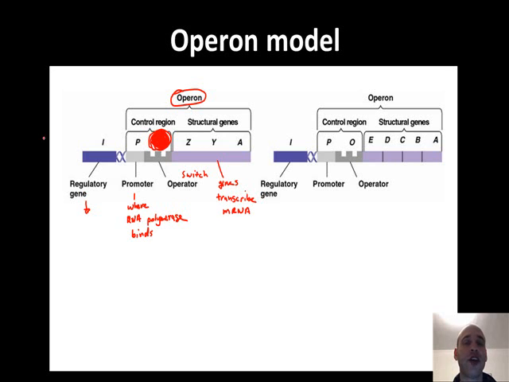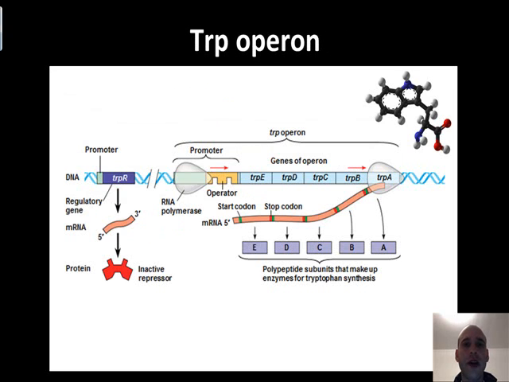Let's take a look at two different examples. We're going to first look at the trp operon, and then the lac operon. So let's take a closer look at the trp operon. You can see here you have the promoter, which is again where the RNA polymerase is going to bind. You have the operator, which is acting like a switch. You have these different tryptophan genes coding for different enzymes, so you create the mRNA for those enzymes and make those proteins all in the same pathway, because those enzymes allow us to create tryptophan.